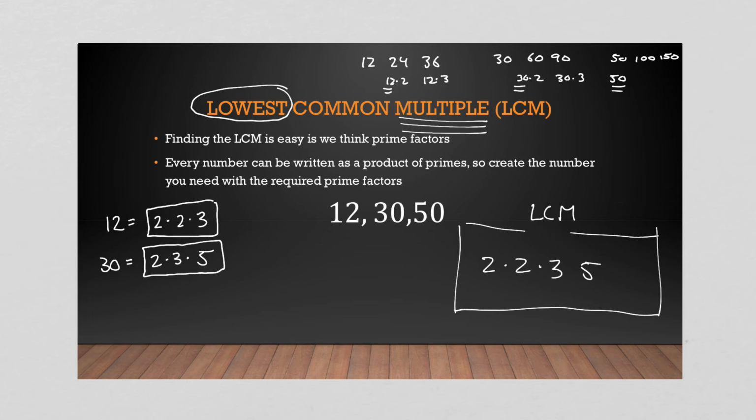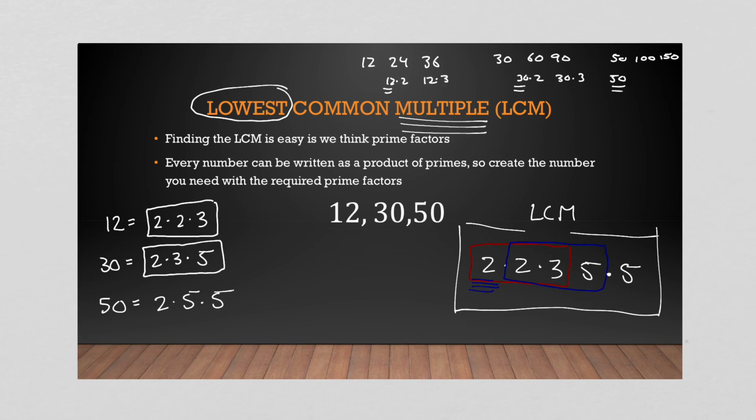So you can see in that number that is being created, here is 12. So far my lowest common multiple is 12 times 5. Here is 30. So my lowest common multiple is 30 times 2, but I still need 50. So what's 50? 50 is 2 times 5 times 5. So you can see I need 2 5s and a 2. I already have 2 2s in there, so 2s are covered, but I need one more 5.